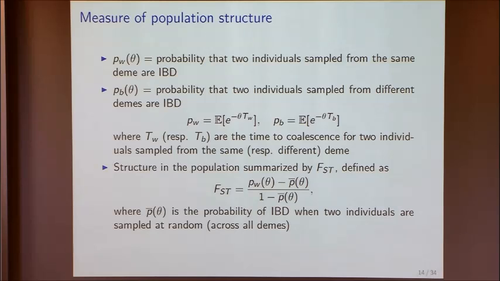So now, in practice, what people do to measure population structure is they like to summarize things by a single number, which gives them a sense of how structured the population is. A common measure is called FST, and to describe it, we need some notation.